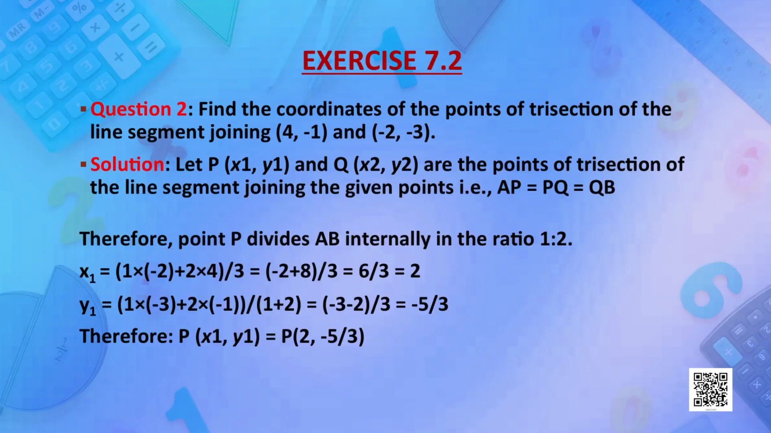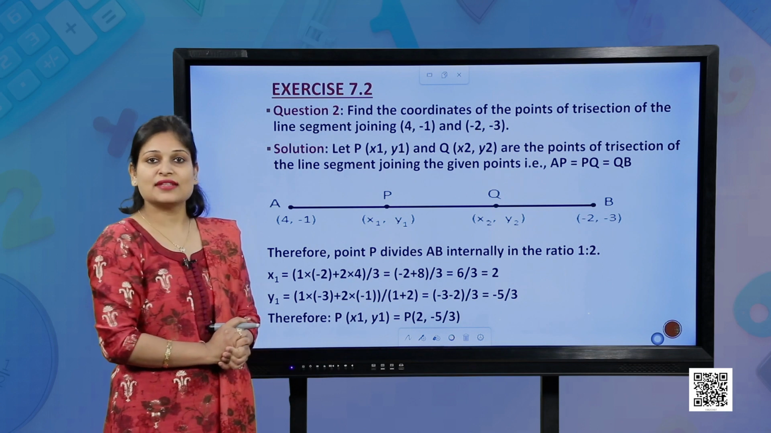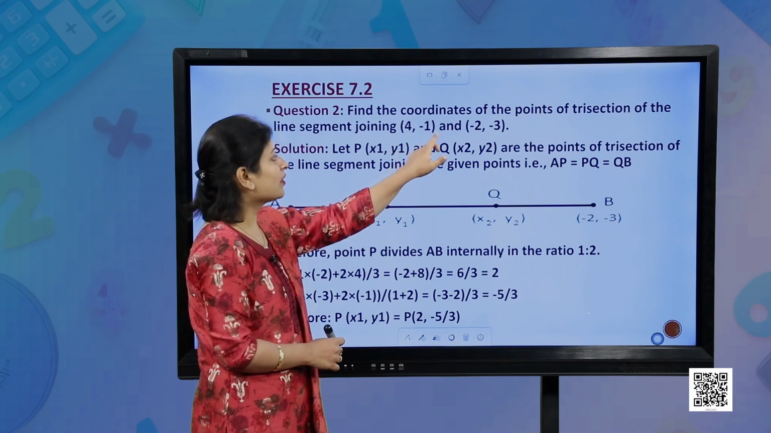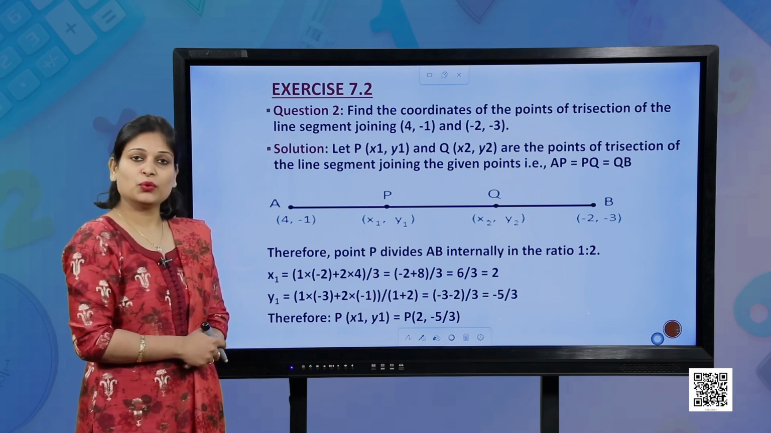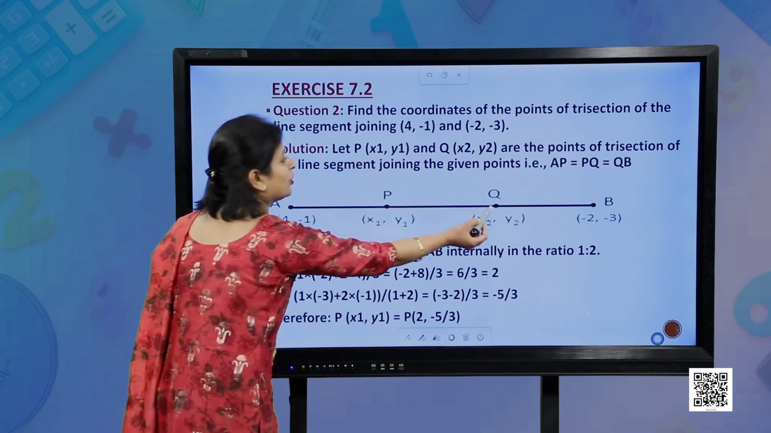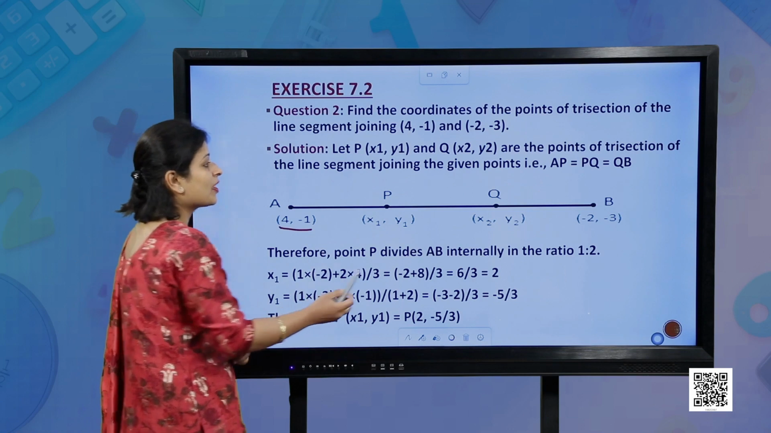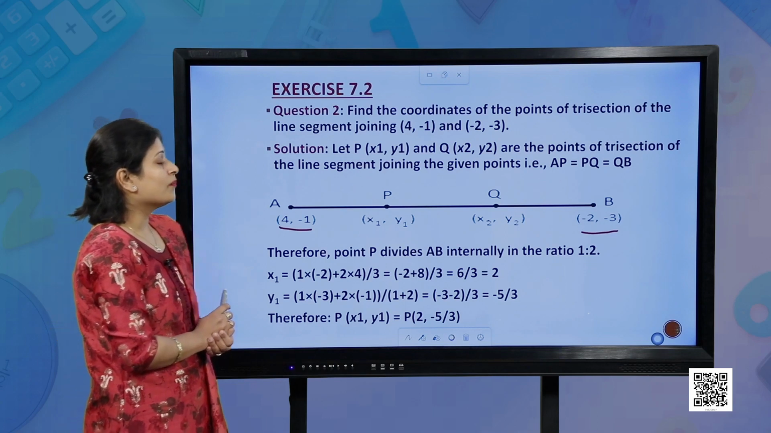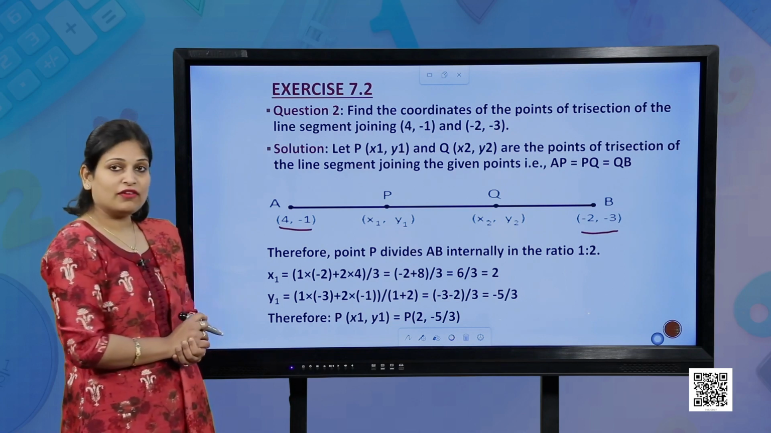Let us discuss a few questions of exercise 7.2. Question number 2. Find the coordinates of the points of trisection of the line segment joining (4, -1) and (-2, -3). For this, we need to consider 2 points P and Q. Now, point A is given as (4, -1) and point B is given as (-2, -3). Now, let P and Q be the points of trisection of the line segment joining the given points.